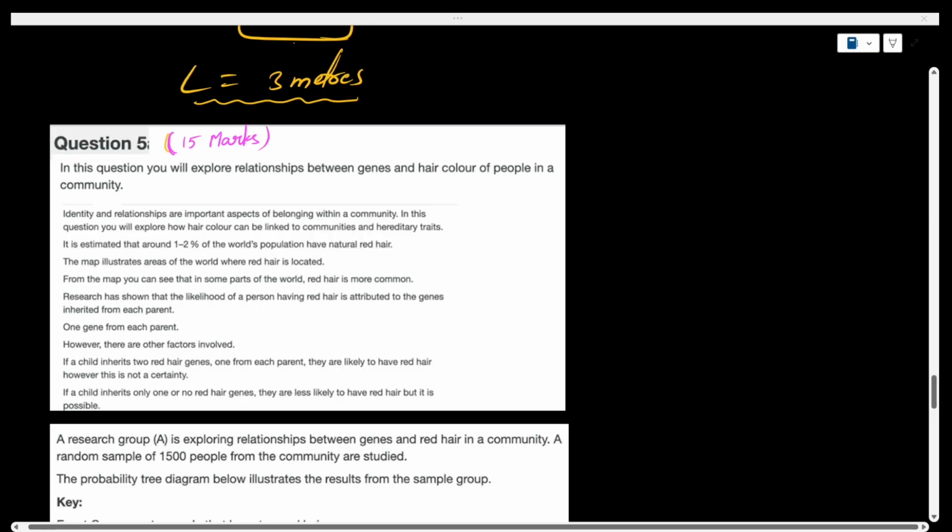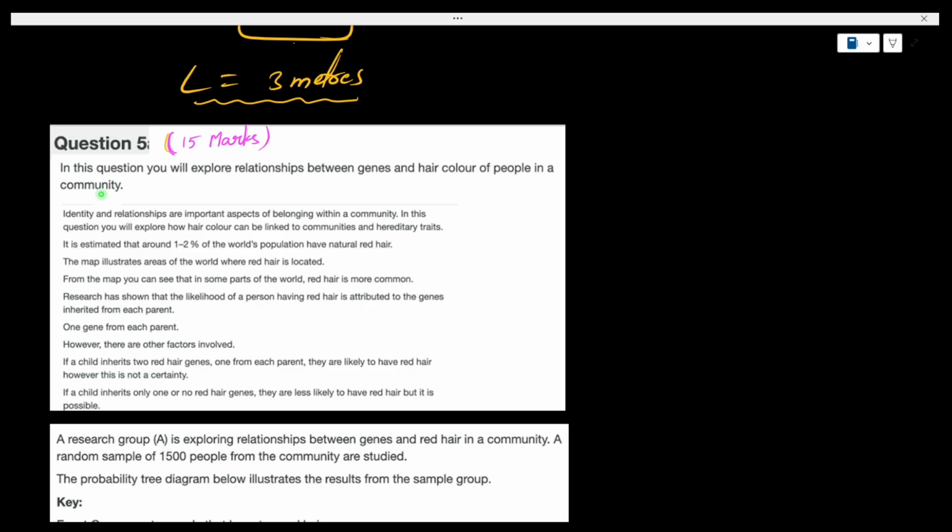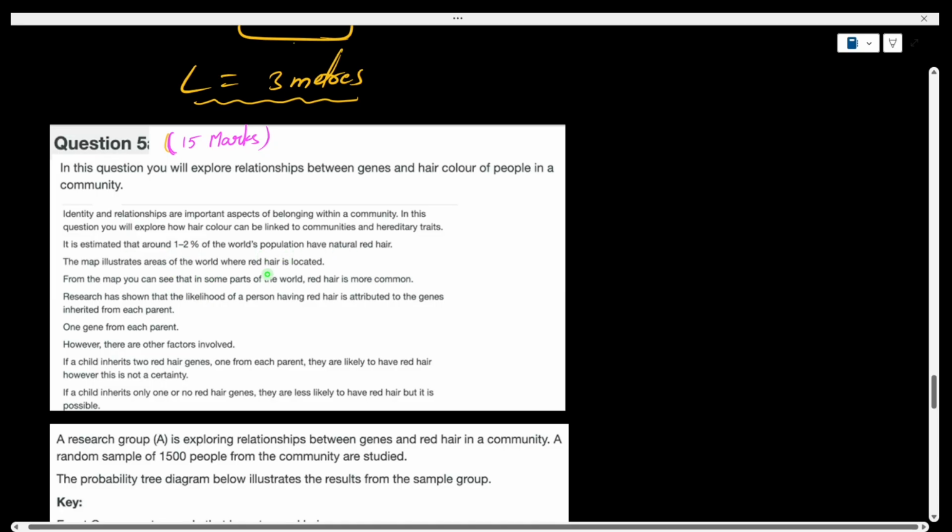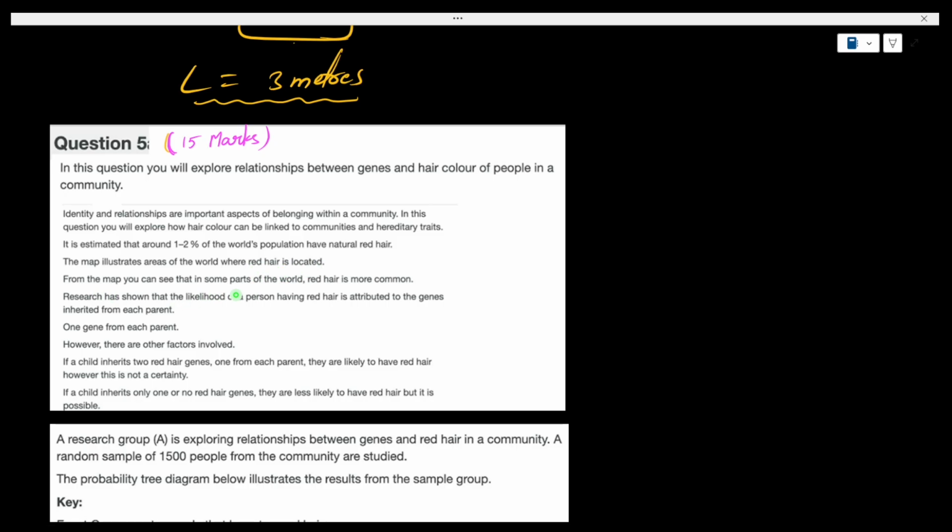Now this is the next question, which is a 15 marker question. What is given in this question? You will explore relationships between genes and hair color of people in a community. Identity and relationships are important aspects of belonging within a community. In this question, you will explore how hair color can be linked to communities and hereditary traits. It is estimated that around 1 to 2% of the world population have natural red hair. The map illustrates areas of the world where red hair is located. From the map, you can see that in some parts of the world, red hair is more common.